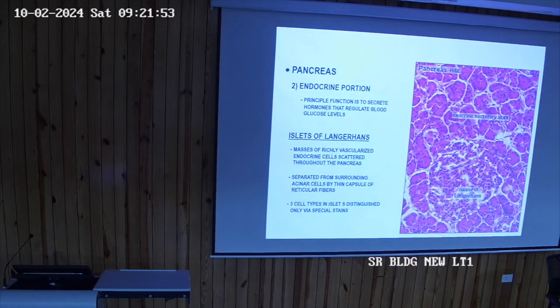First one was centroacinar cells are there in the pancreas, and myoepithelial cells are there in the parotid. Here centroacinar cells, then islets of Langerhans are there, not there in the parotid, and the last one is striated duct is not here. There is intercalated, intralobular, interlobular, no striated duct here in the pancreas.